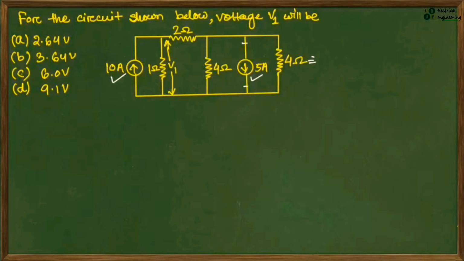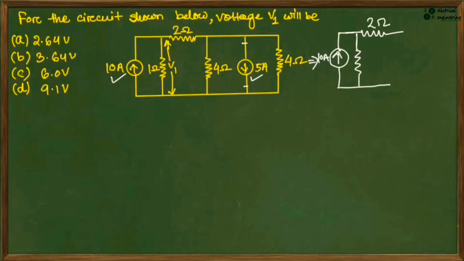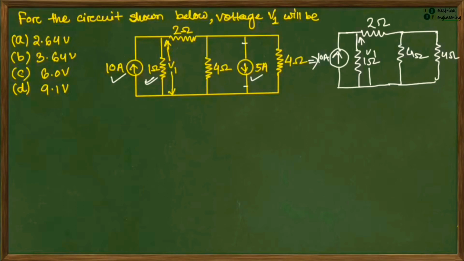So let me redraw the circuit. Here is the 10 ampere current source, here a 2 ohm resistance, here a 1 ohm resistance, this is a 4 ohm, this is open circuited, and this is a 4 ohm. We have to tell what is the voltage across this 1 ohm resistance. This is V1, so we have to find this V1.